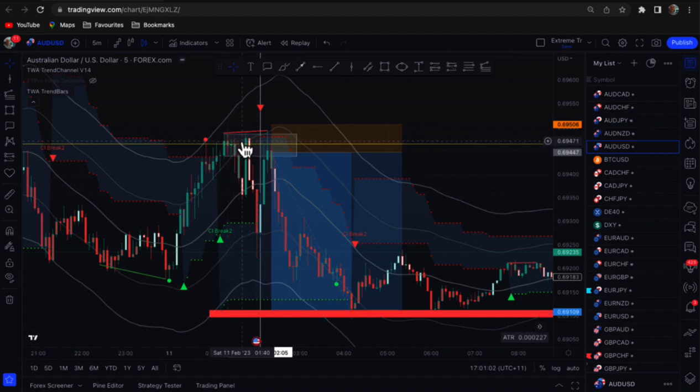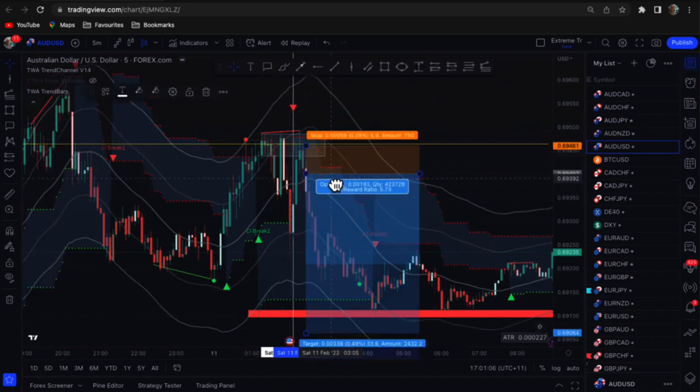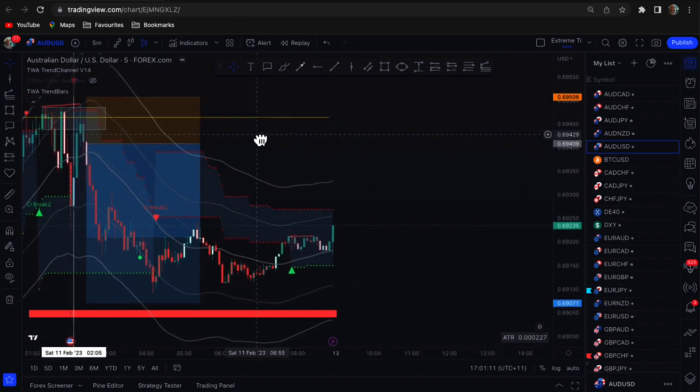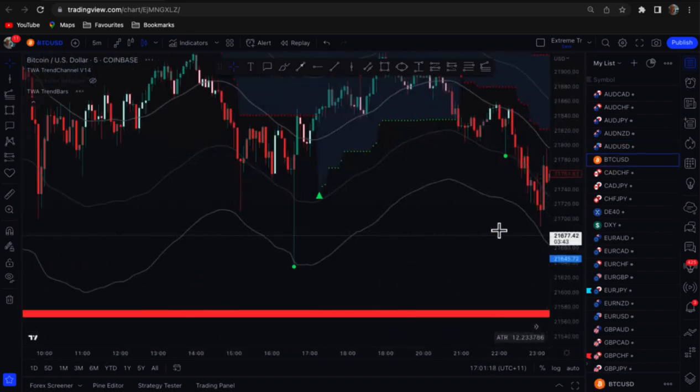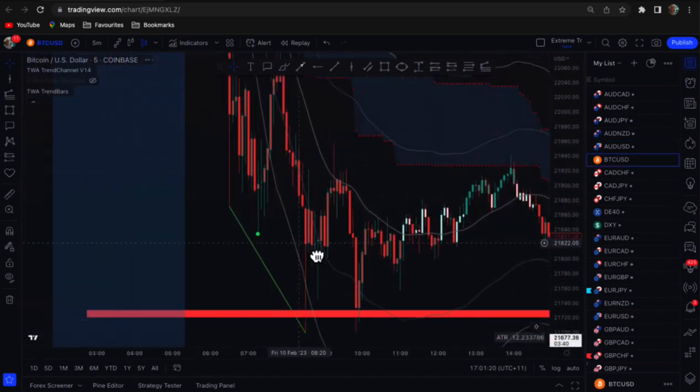Okay, you want to get that pullback right up into here. I mean, even if you caught it down here, it doesn't matter. Look at the outcome. Bitcoin. You can trade Forex, crypto, metals, indices, it doesn't matter.